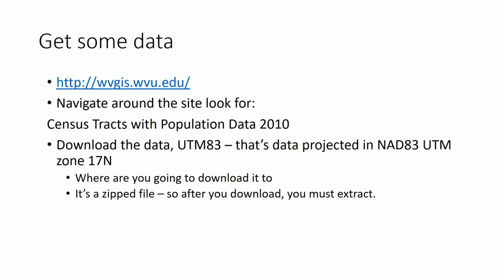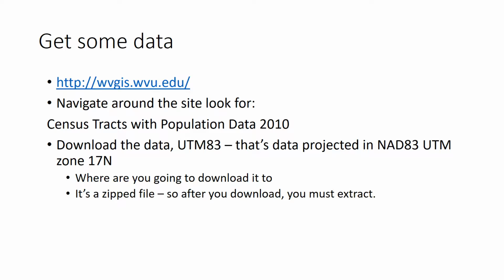And it gives you different options, and I want you to download the data that's listed as UTM-83. And the reason is that data is already projected in NAD 83 UTM Zone 17 North. Now, you've got to ask yourself some questions. Where are you going to download it to? Most likely your downloads or your desktop.